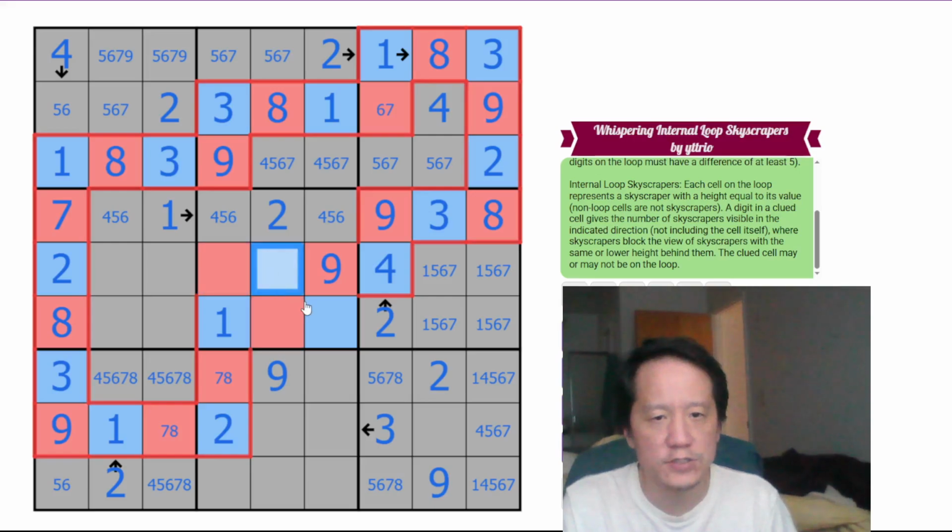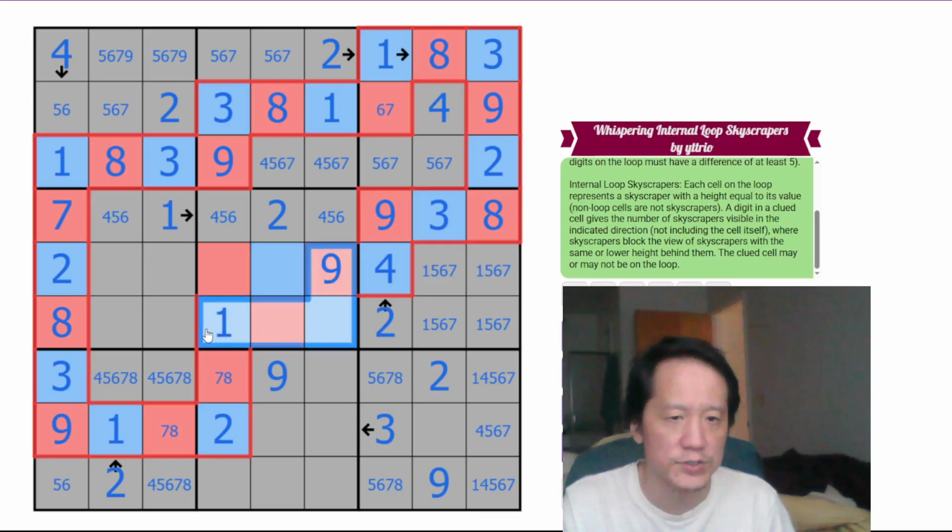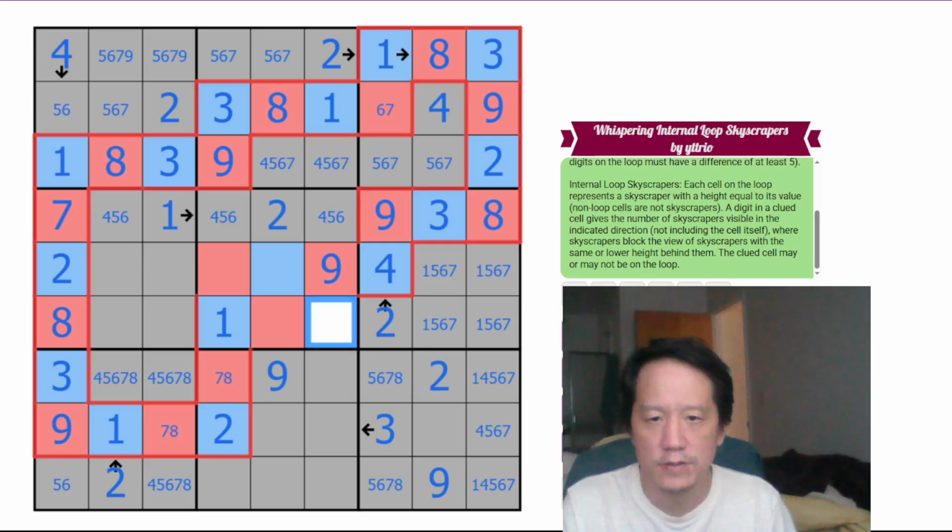It must connect to a 3, right? One of these is a 3. We're not sure which. If it tried going this way, this would be 3, but then this would have to be 7, which is not allowed. So it cannot go down. So this is not on the loop. It has to go this way, which means this is a 3.